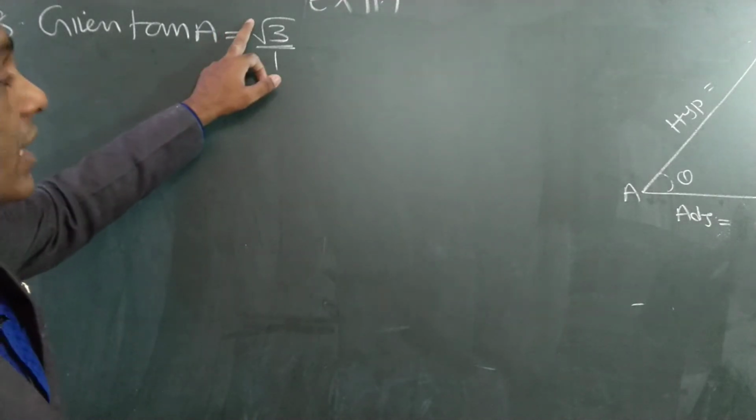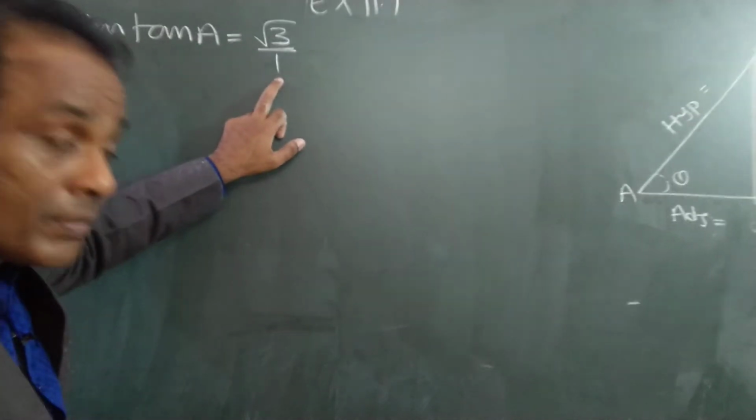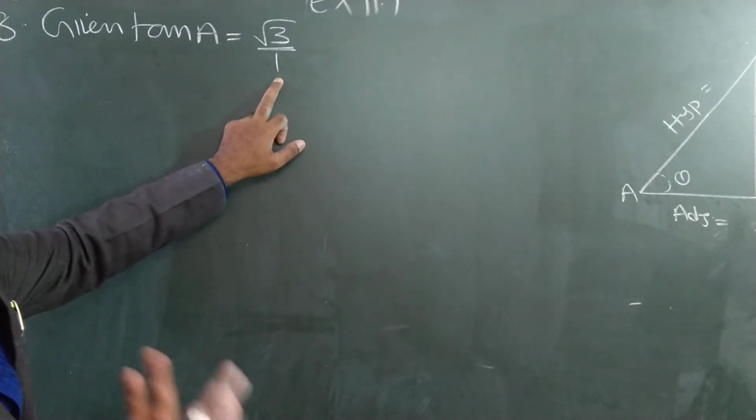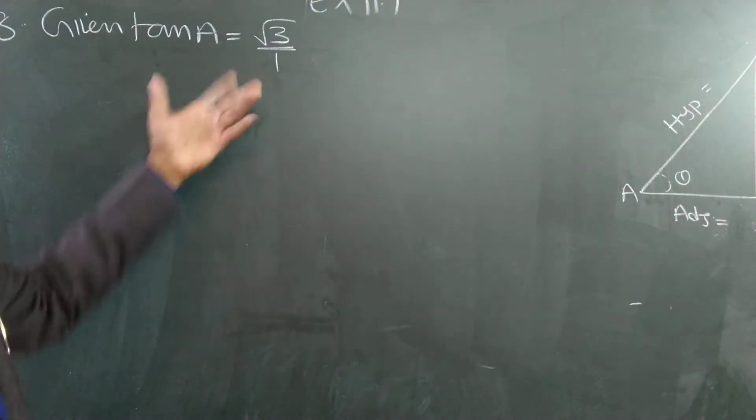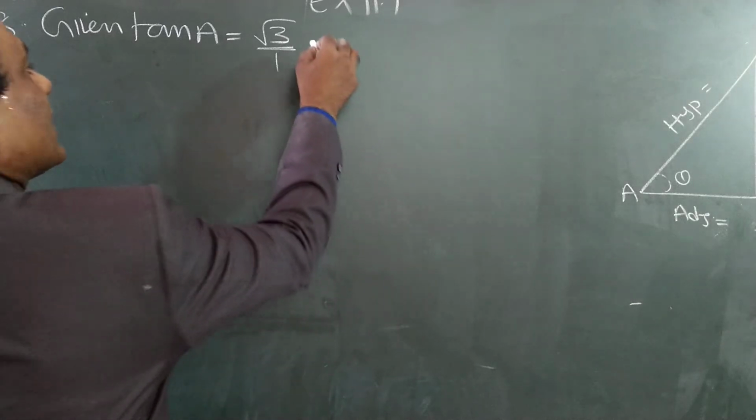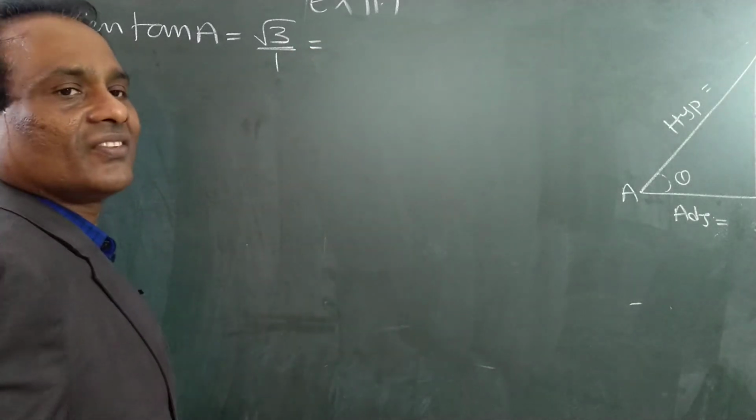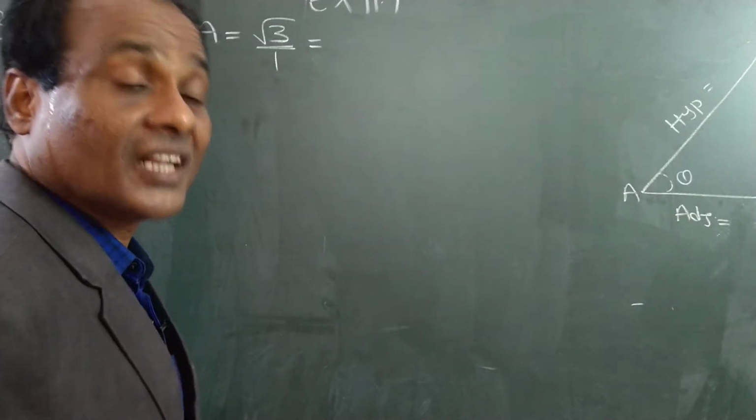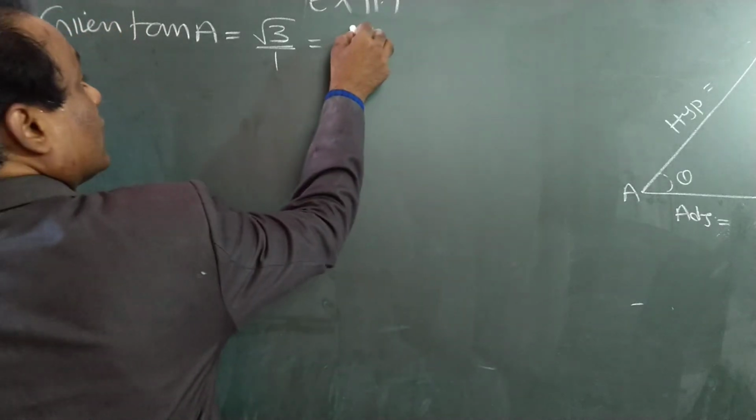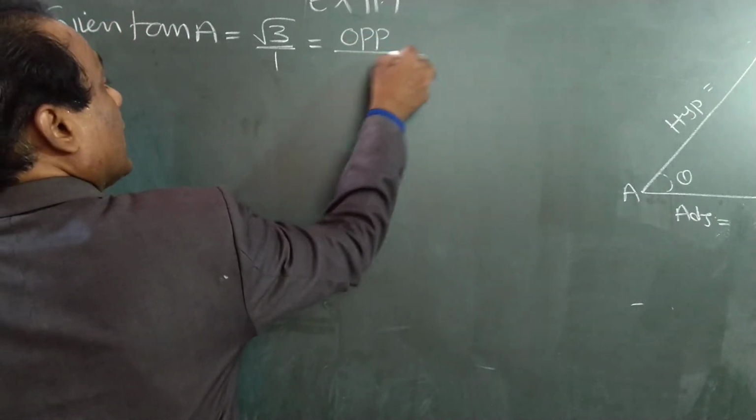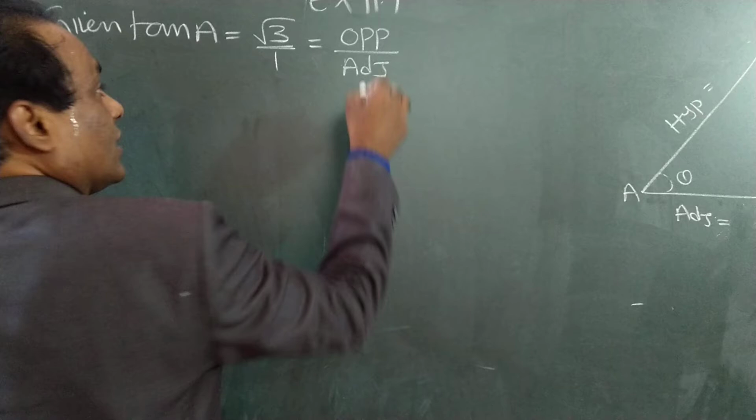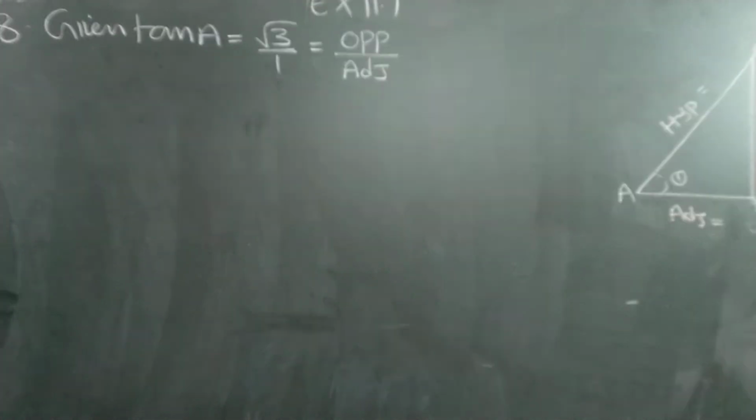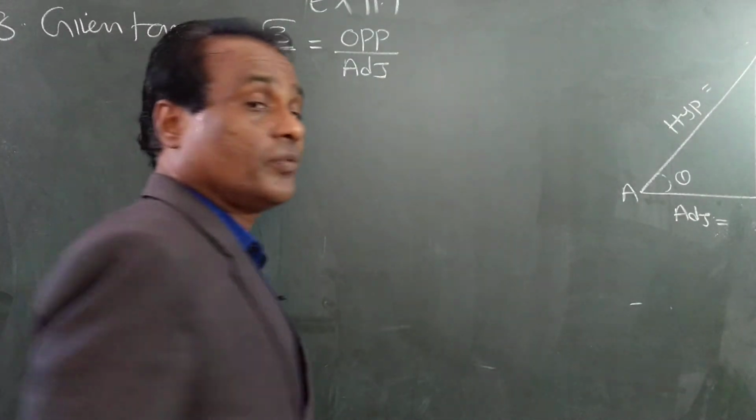So what is tan A? Root 3. Root 3 means root 3 by 1, since if there is no denominator, take it as 1. What is the tan definition? See the definitions in the notes. Tan definition is opposite by adjacent.